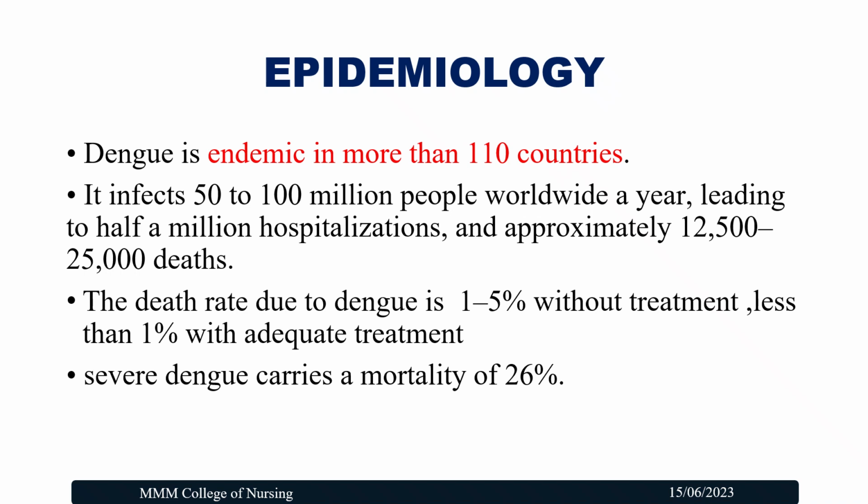The epidemiology of dengue: it's an endemic disease. More than 110 countries are affected by dengue fever. It infects 50 to 100 million people worldwide in a year, leading to 500,000 hospitalizations and approximately 12,500 to 25,000 deaths. The death rate due to dengue is 1 to 5% without treatment, but less than 1% with adequate treatment. Severe dengue carries a mortality of 26%.